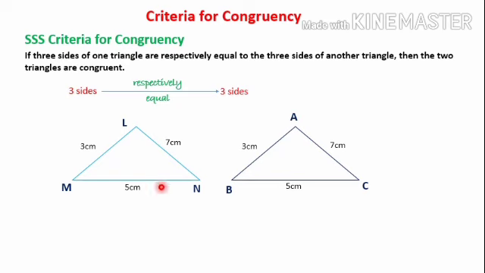Here three sides of the first triangle are respectively equal to the three sides of the second triangle ABC: LM is equal to AB, LN is equal to AC and MN is equal to BC. Then we can say that these two triangles are congruent. Here we considered only three sides. Since we are using three sides, this is called the SSS congruency criterion: side, side, side. We take only the three sides of one triangle and compare them with the three sides of another triangle.